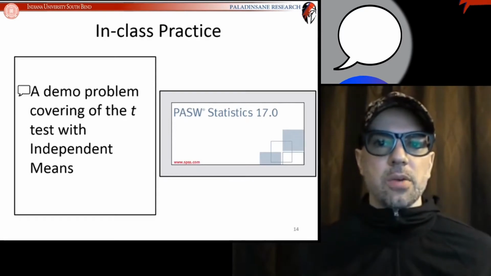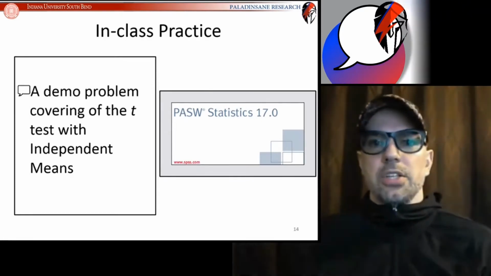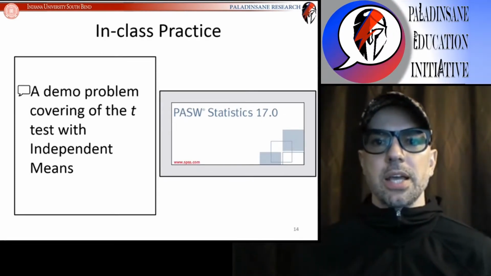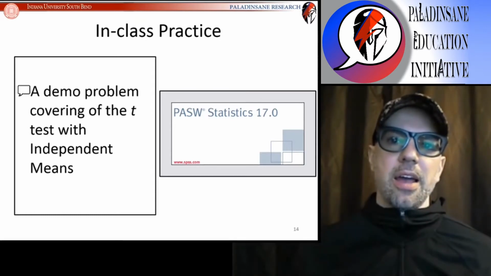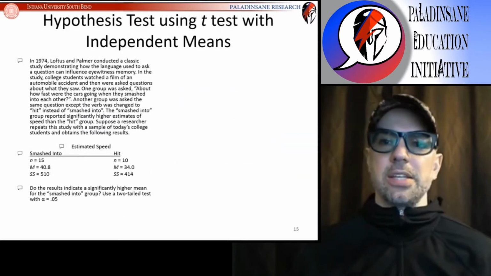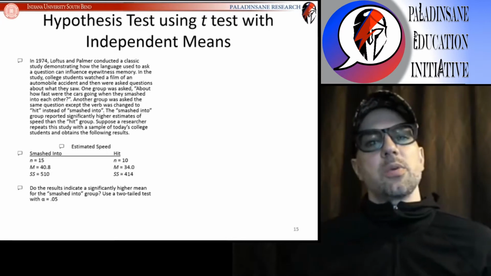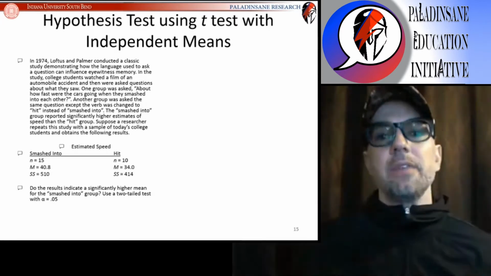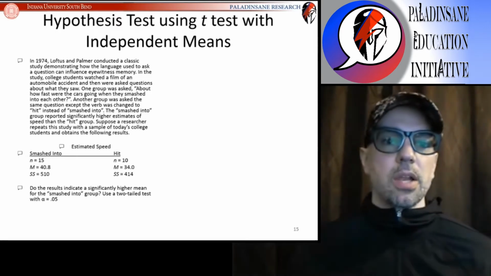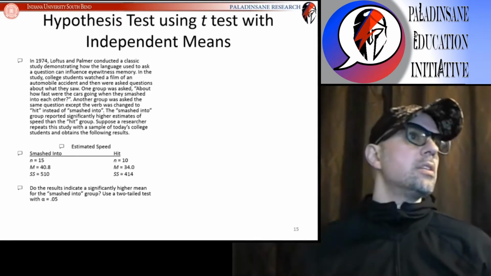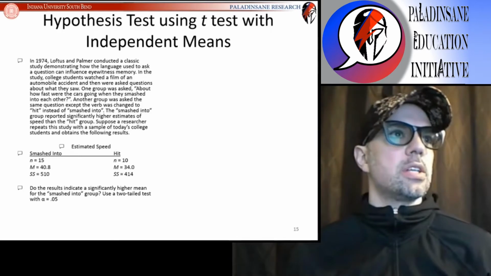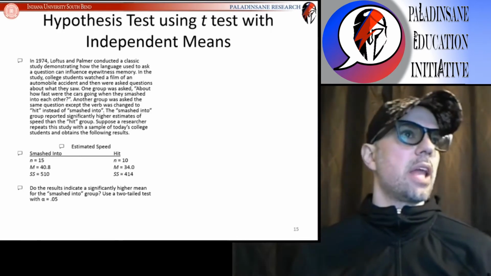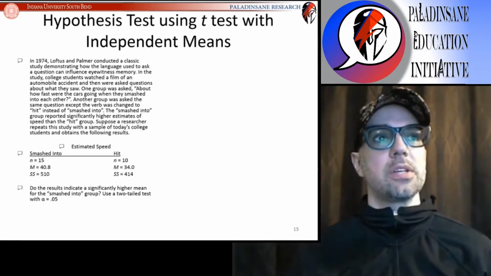So let's dive in. We're going to take a look at a demo problem to illustrate the independent means t-test. And this is actually a very, very famous study done in 1974 that revolutionized the way that people think about memory and how memory is stored and the influences on remembering. So let me read the description here. In 1974, Loftus and Palmer conducted a classic study demonstrating how the language used to ask a question can influence eyewitness memory.